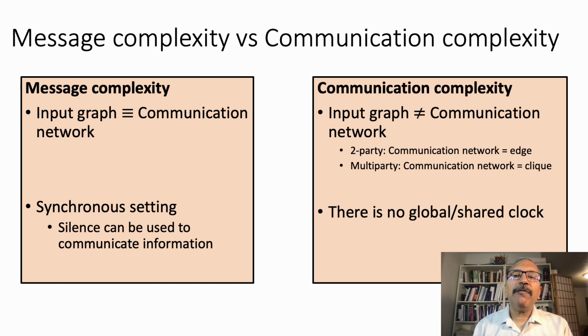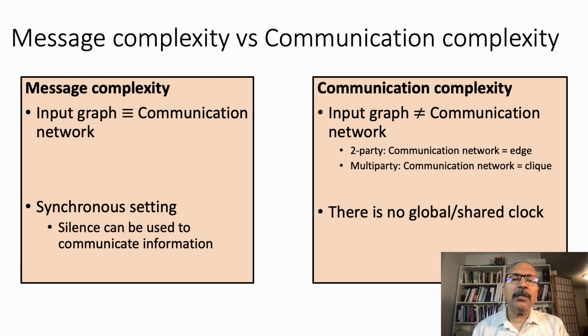Theoretical computer scientists may be quite familiar with the notion of communication complexity and might wonder how communication complexity differs from message complexity. At a high level, in both cases, the goal is to measure the number of bits exchanged in solving a problem in a distributed setting. However, there are some fundamental differences in the underlying models, and this leads to differences in the bounds we obtain. In communication complexity, the input graph is completely dissociated from the underlying communication network. So, for example, in two-party communication complexity models, the communication network is just an edge, whereas in the multi-party setting, the communication network is a clique.